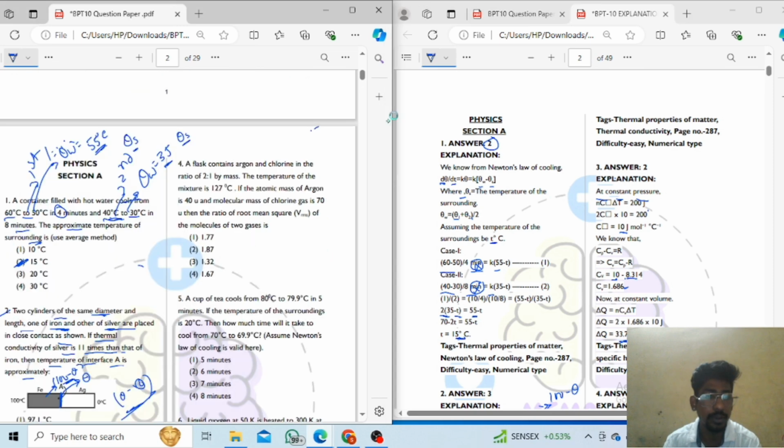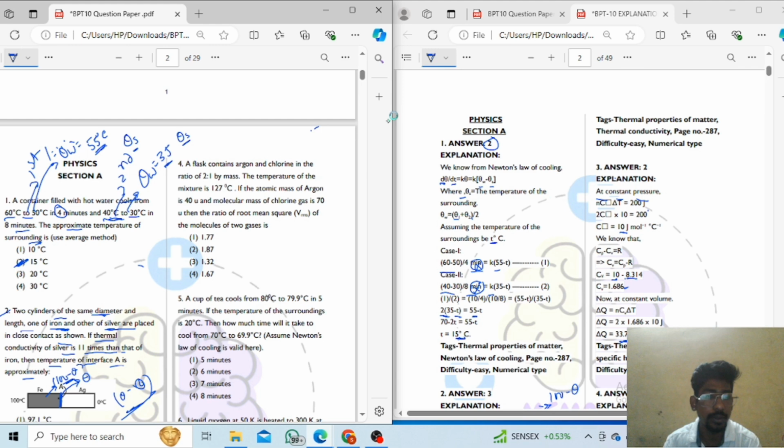A flask contains argon and chlorine in the ratio of 2:1 by mass. The temperature of the mixture is 127, and the atomic mass of argon is 40 unit, the molecular mass of chlorine is 70 unit, and the ratio of the root mean square.